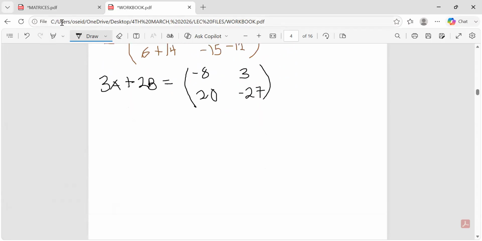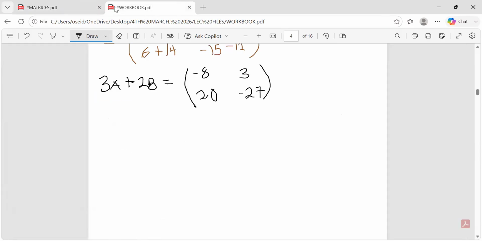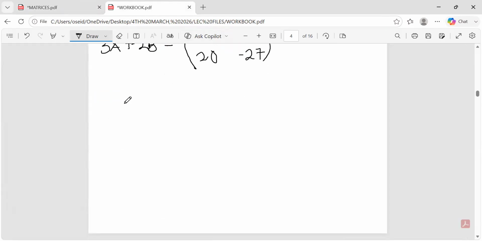Alright. So our next question is 3p minus 3 multiplying the matrix 6 3, 2 -1 equals 4 multiplying the matrix 3 0, -3 -3, and we have been asked to find p. So let's see what we can do.